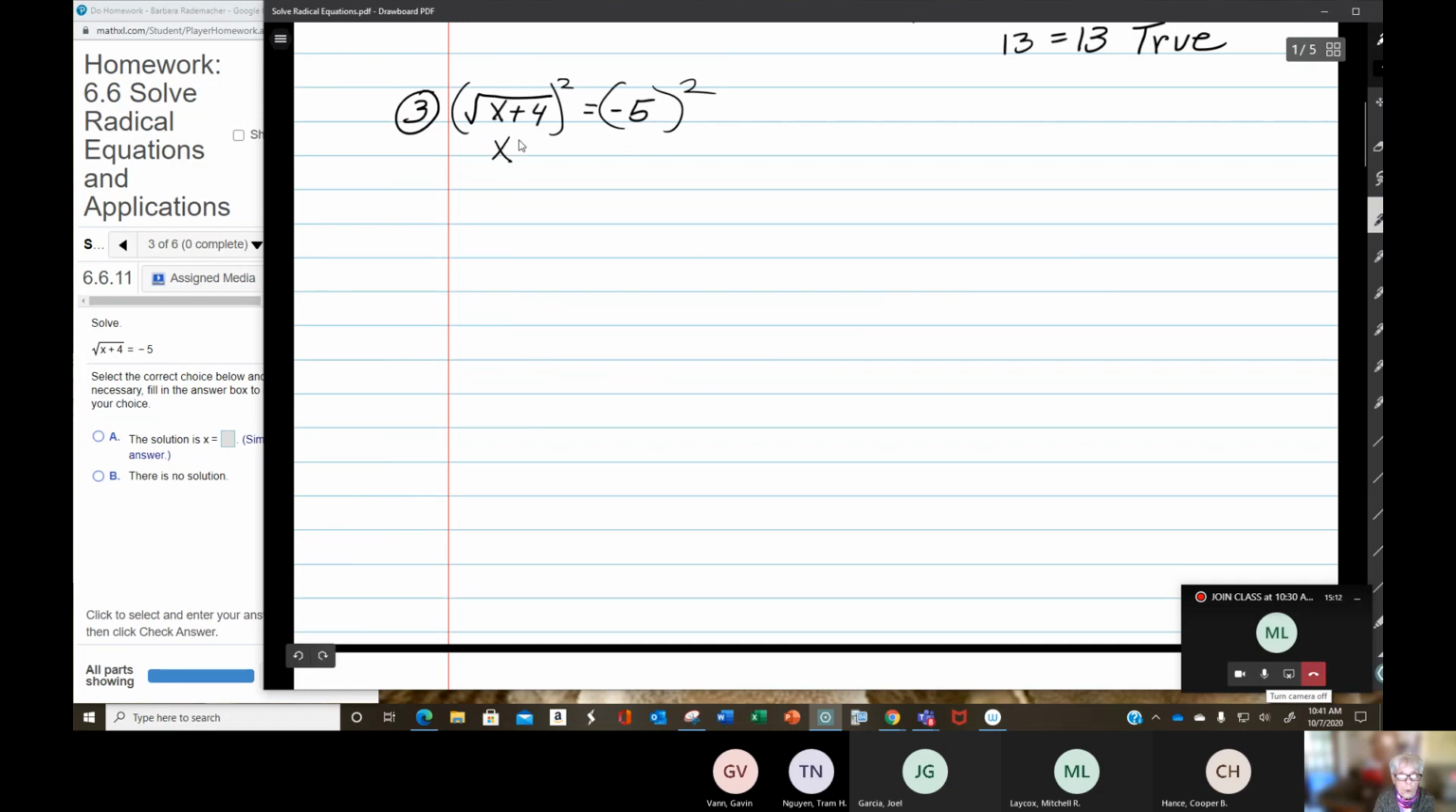That'll give me x plus 4 over here, the whole reason I do it. Over here, I'm going to have negative 5 times negative 5. So I will have x plus 4 equals positive 25. And then I'll subtract 4 and subtract 4. 4 minus 4 is 0, so I will have x equals 21. Presumably that's the right answer.